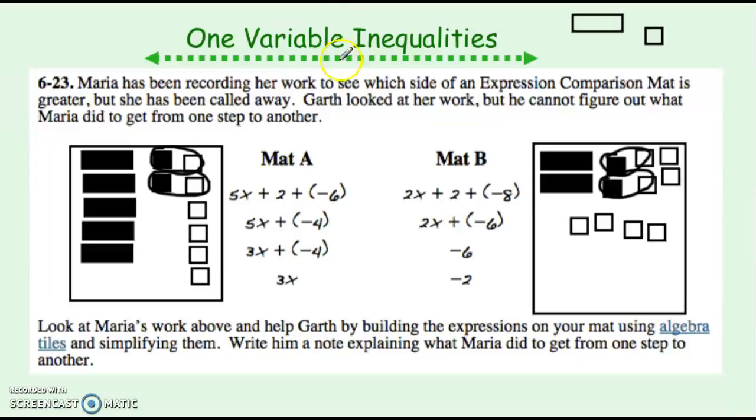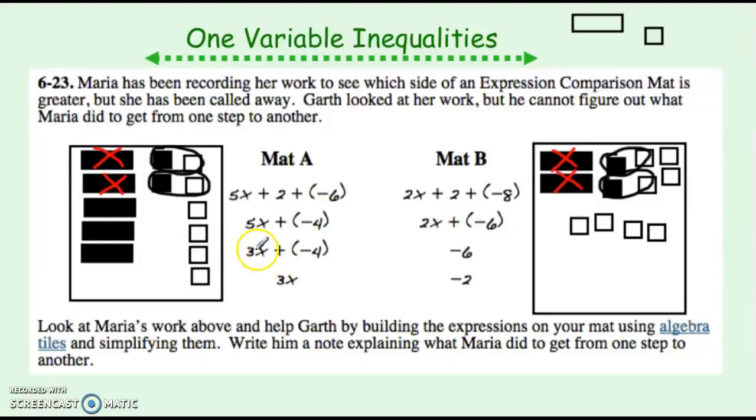Make sure you're doing this on your paper along with me. And then on mat A, I went from 5x plus negative 4 to 3x plus negative 4. So I see here that I have no zero pairs to cancel, so she must have done the cross canceling, where if there are balanced sets, one on each side, I can cancel those. So that would leave me with the 3x that she has here. And then I see that on mat B, I went from 2x plus negative 6 just to negative 6, and that's how I would have gotten the negative 6 over here, by doing the balanced sets.